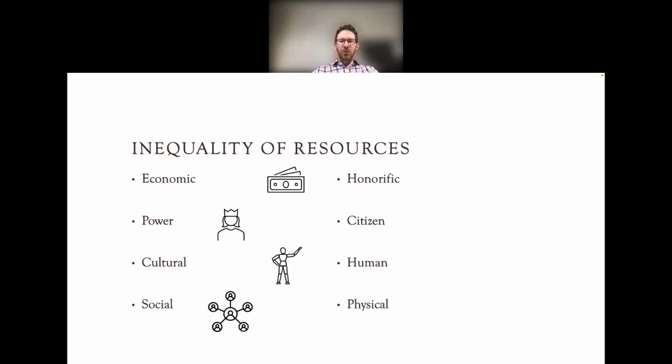Social resources are your connections in your network. So who do you know? Are they people with useful resources and people who can help you move up in the world? Honorific resources are titles or prizes. Do you have recognition among your social group? Do people admire you? Civil resources are whether or not you have citizenship or rights in a certain area. So are you restricted from working? Do you have freedom of speech? Do you have an ID card?